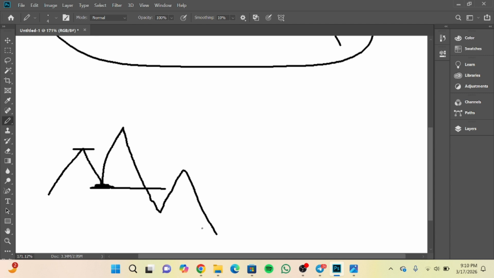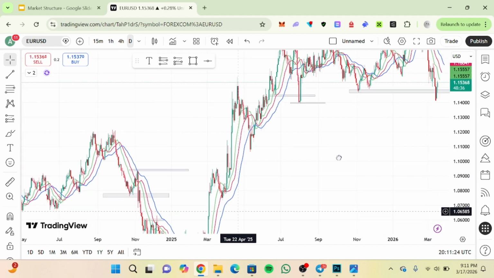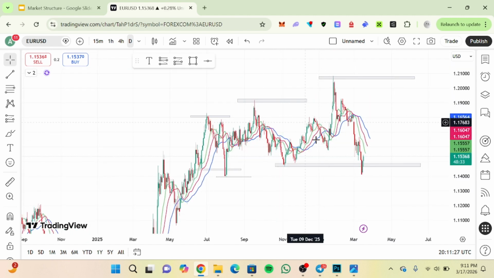Now, if price instead drops lower and breaks a key level where buyers previously pushed the market up, like this level, then the structure has been broken to the downside, and like I said, that signals a trend reversal. So I already explained this with the structure and all of this. So you can just go back a little in the video and you would understand what I'm talking about. So this is basically break of structure.